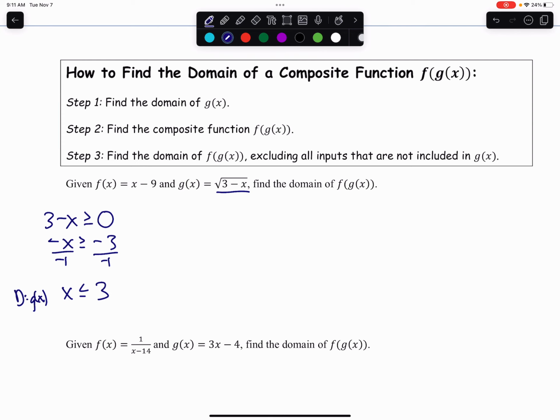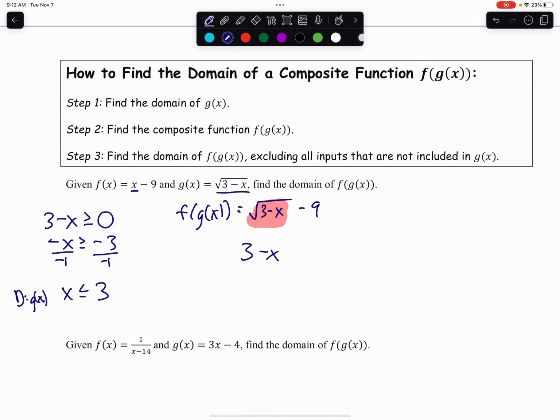Now I have to find my composite function, f of g of x. I plug g of x in for x in f of x. So f of g of x would be radical 3 minus x, minus 9. So when I look at this one, is there anything restricting my domain for this composite function? Well, there is. It's the same thing. It's the radical 3 minus x. So that's what we have to look at. That has to be greater than or equal to 0.